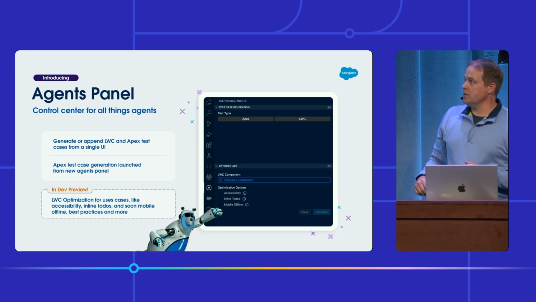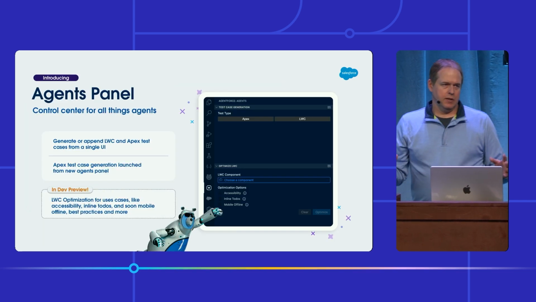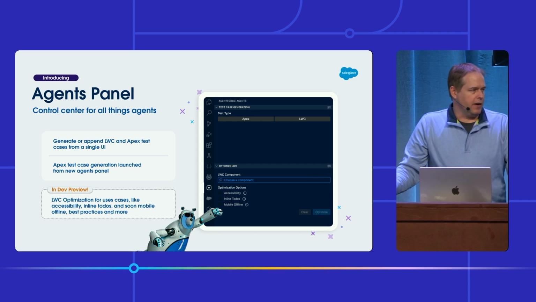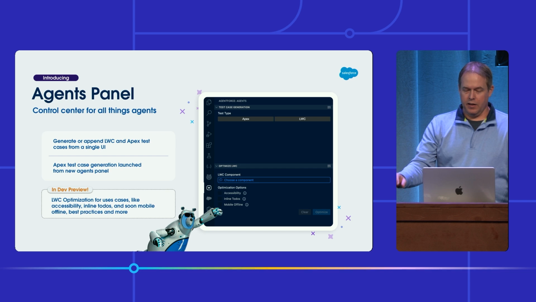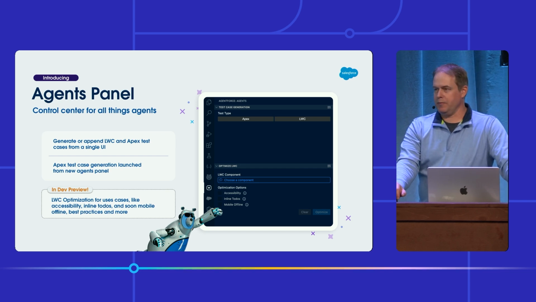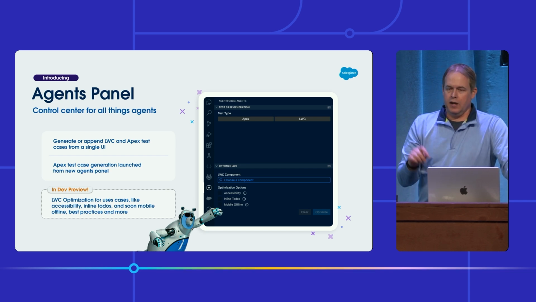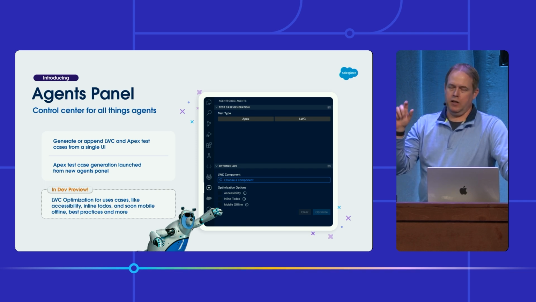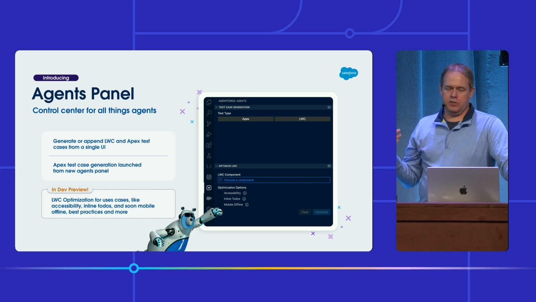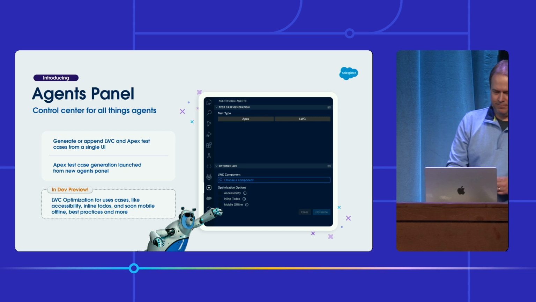All right, so introducing Agents panel. This is a brand new panel that you'll find in your VS Code sidebar. This is where we will find our Apex and LWC test case generation, as well as the optimization that I mentioned previously. I will call out that since optimization is in Dev Preview, you'll need to set a new setting in your VS Code settings in order to turn it on. And just understand that we're still working through some of the issues there, so we'd love for our developers to try it out and give us some feedback, but it is a work in progress.